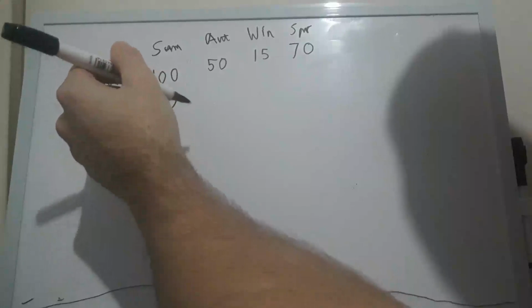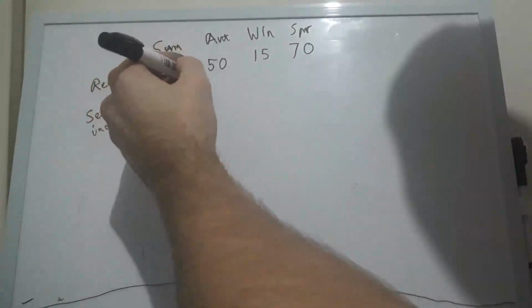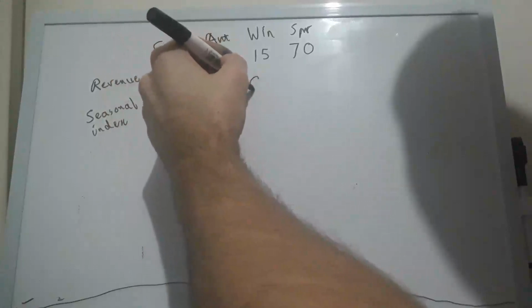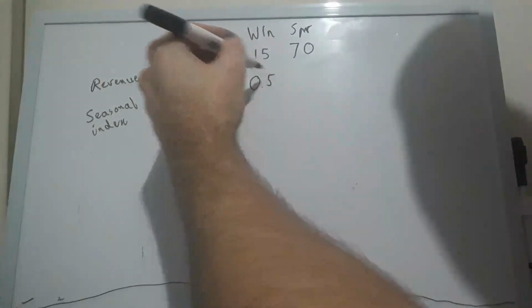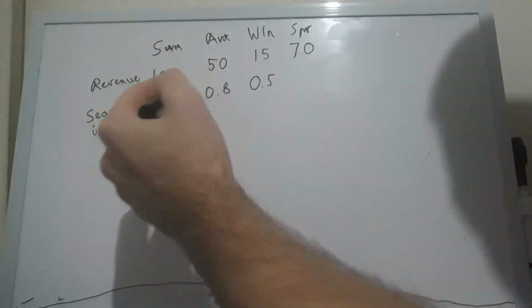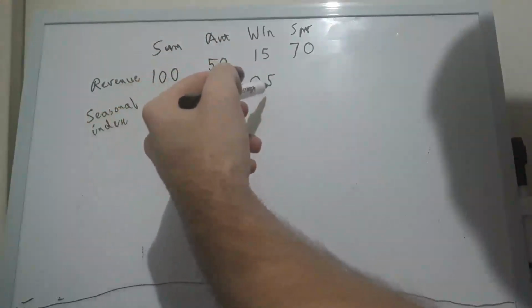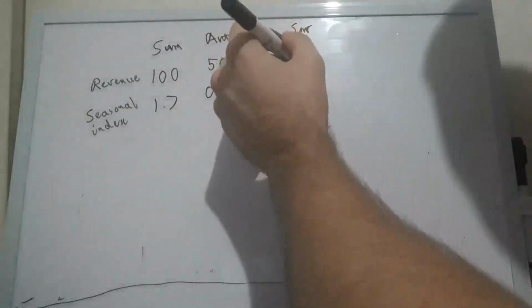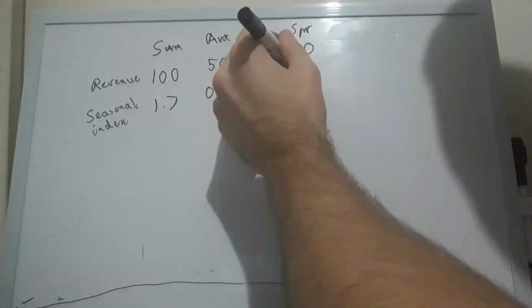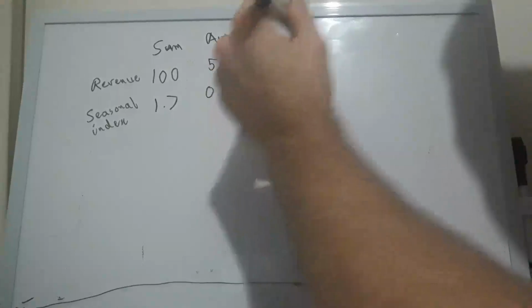In autumn, perhaps you have a seasonal index of 0.8. In winter, a seasonal index of 0.5. And if I'm doing my math correctly, let's say in spring I have a seasonal index of 1.